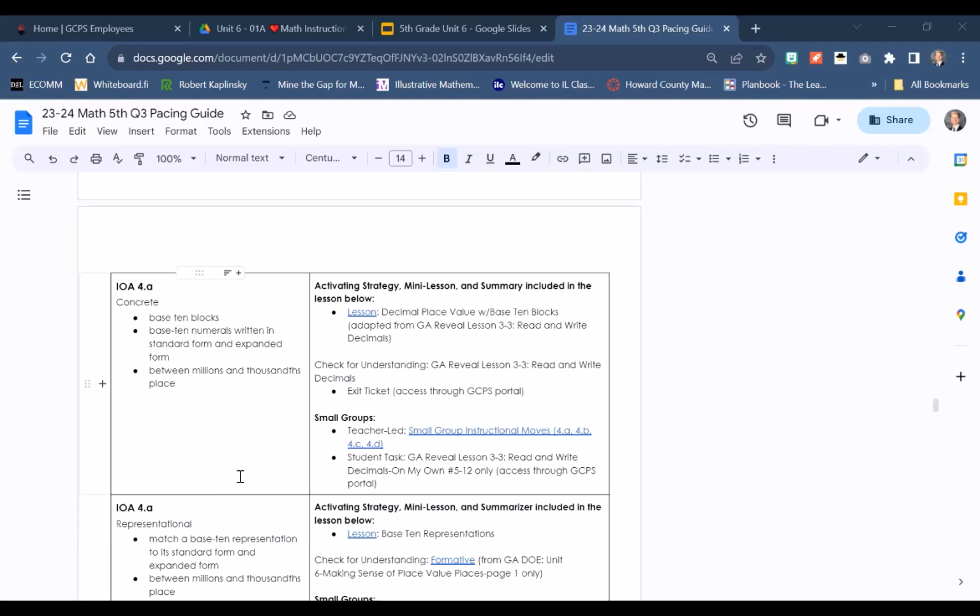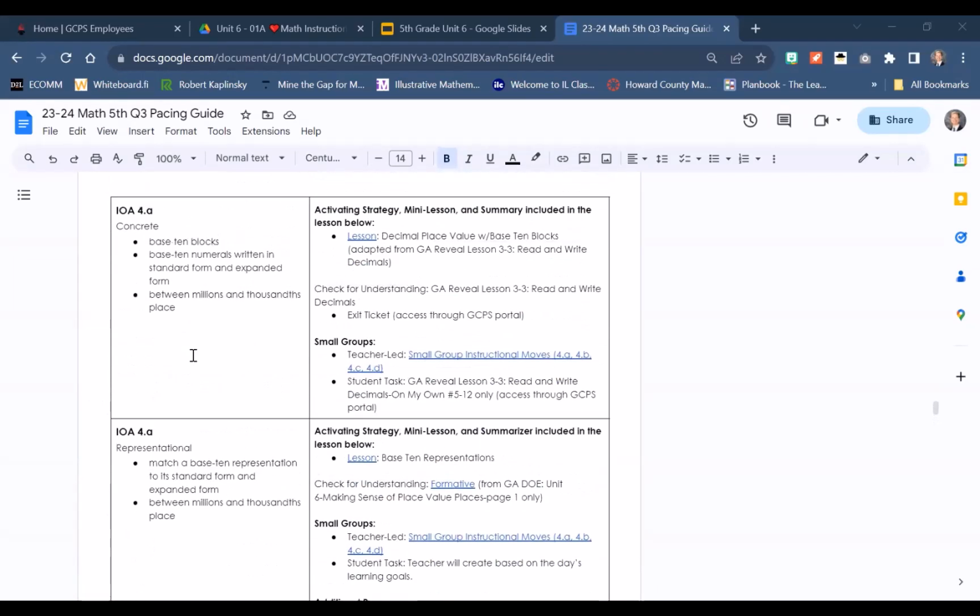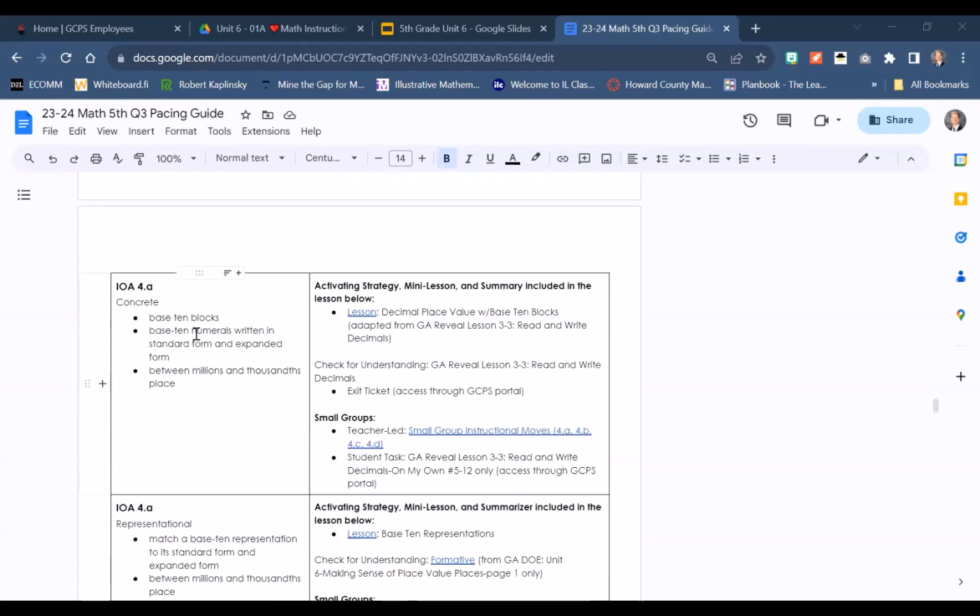Unit 6 opens with 3 suggested instructional days of IOA 4A. The pacing for this IOA will progress from concrete to representational to abstract. Students will use base 10 blocks to name decimal numbers in standard and expanded forms. Base 10 block pieces can be used in different ways to show the relationships between numbers. As long as the whole is identified and agreed upon, students can use the pieces flexibly to show decimal numbers.